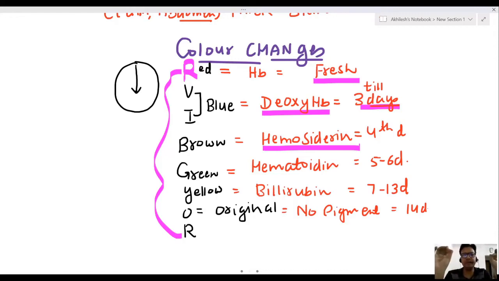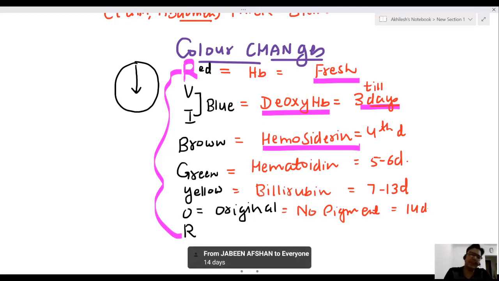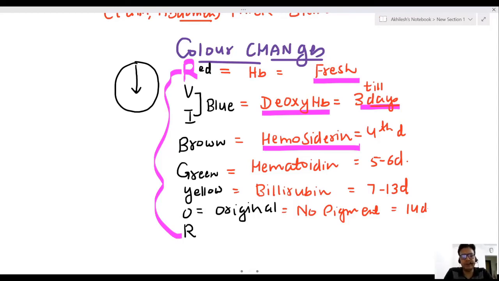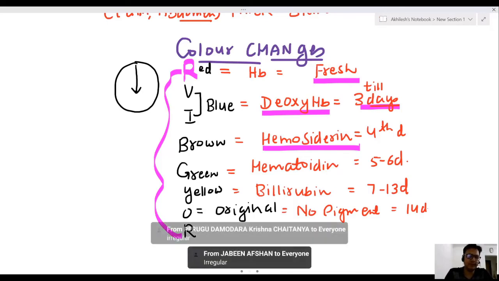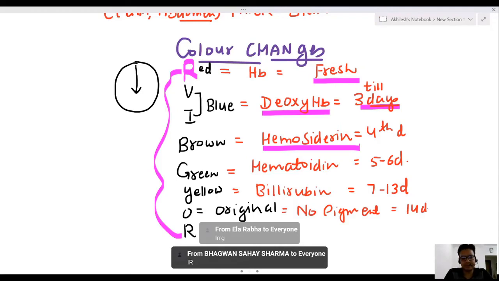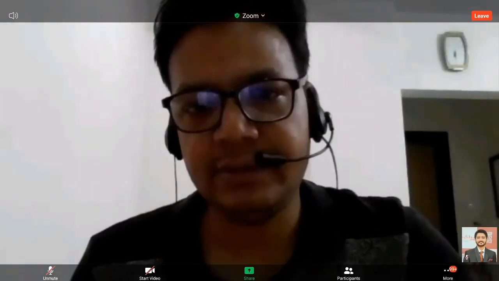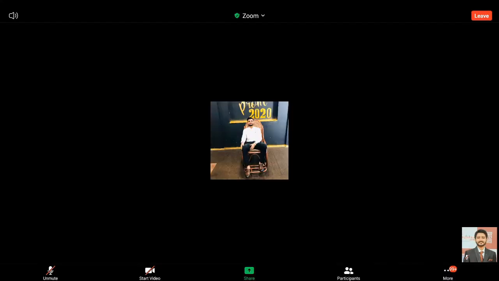Now, the original color of the skin comes back after how many days of the bruise? Normal color, 14 days. Yes, it is 14 days. What are the normal margins of the bruise, irregular or regular? Yes, these are irregular margins. Normal margins of the bruise are irregular margins.